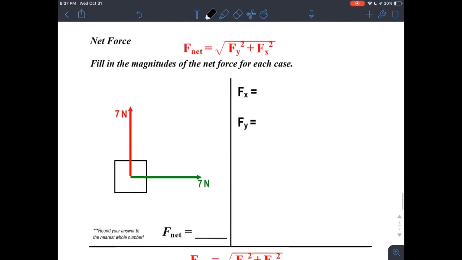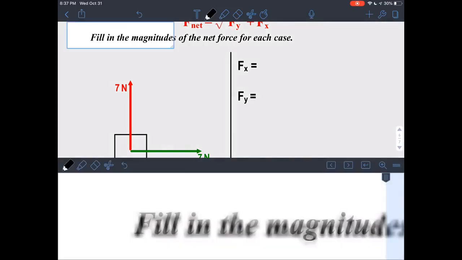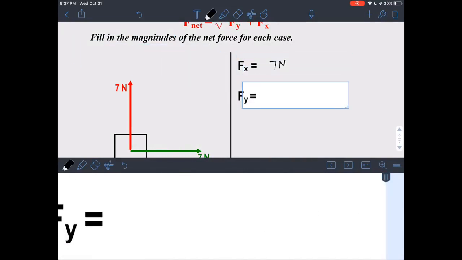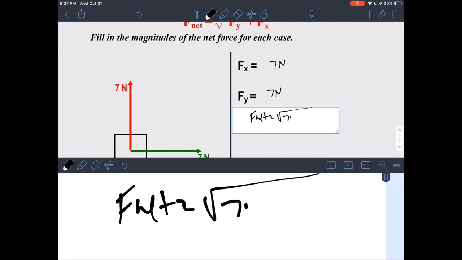So now for this one here, again, we're supposed to find the magnitude of the net force. In this case, nothing too crazy. We've got our Fx, 7 newtons to the right, and our Fy is 7 newtons up. So our F net is going to be the square root of 7 newtons squared plus 7 newtons squared.